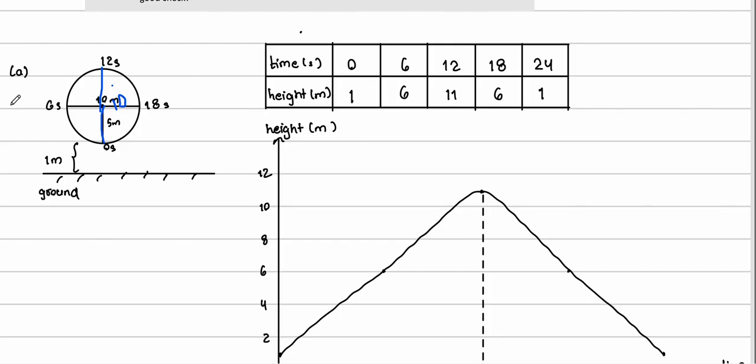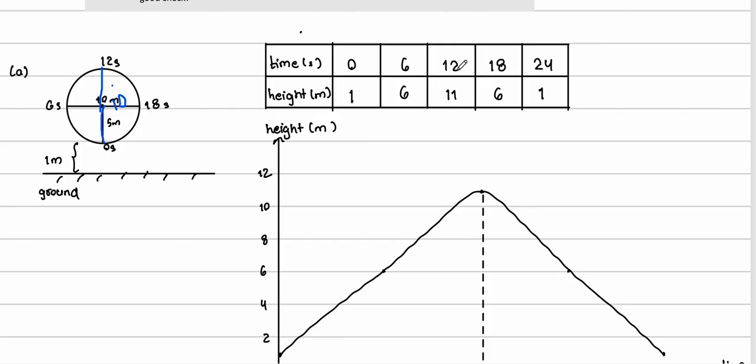At 6 seconds, it's going to be 6 meters because the whole diameter of the wheel is 10 meters, which means the radius is 5. So we look at the 6 second. The position at 6 seconds is 5 meters above the starting point. So 5 plus 1 equals 6. That's why at 6 seconds the start point is going to be at 6 meters above the ground.